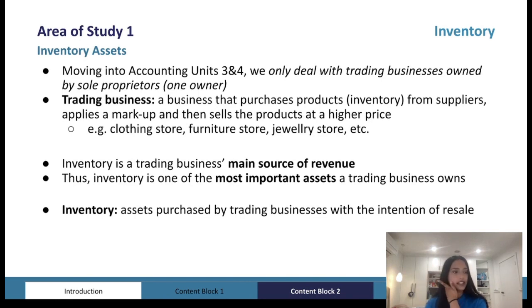A trading business is a business that buys inventory from suppliers, applies a markup, and then sells the inventory at a higher price to make a profit. Common examples of trading businesses are clothing stores, but really it can be any business that sells physical products instead of selling a service. Basically, trading businesses buy inventory, jack up the price, and then resell the inventory. What that means is that inventory is the main source of revenue for a trading business, and because of this, it's also one of the most important assets that a trading business has.